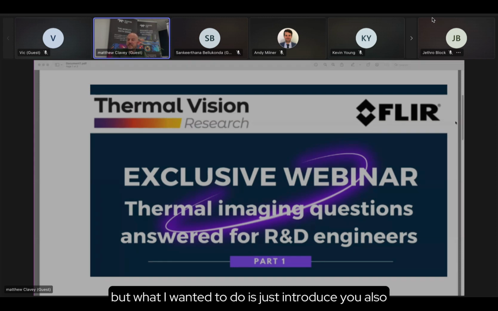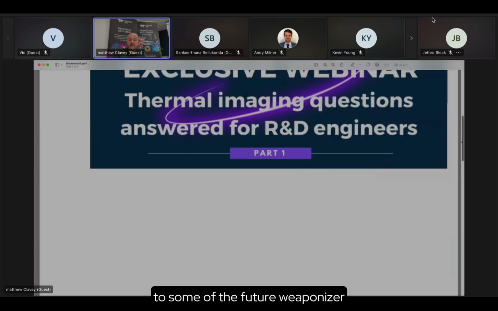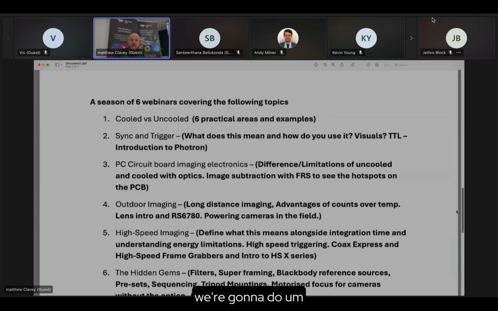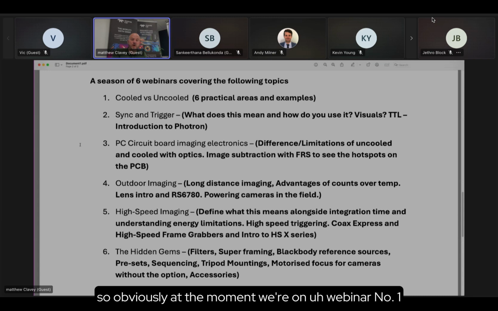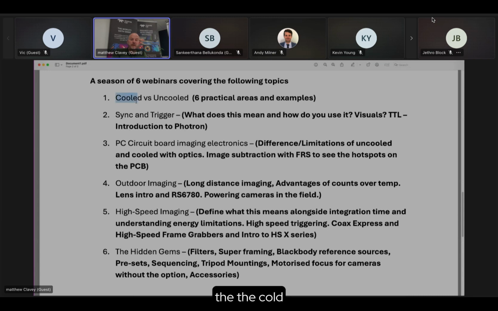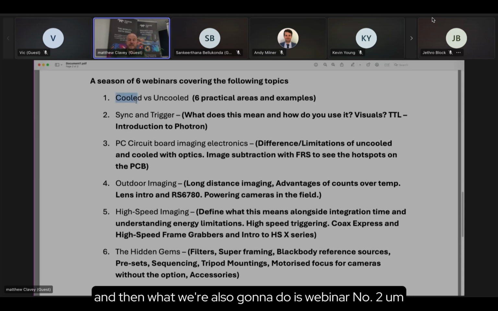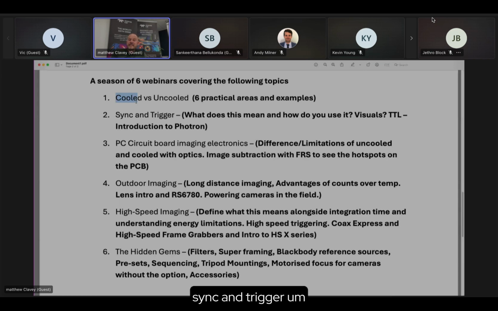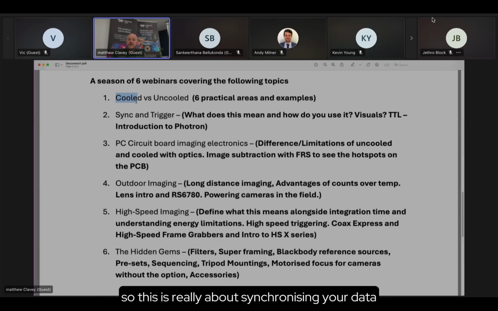But what I wanted to do is just introduce you also to some of the future webinars that we're going to do. So obviously at the moment we're on webinar number 1, the cooled, and then webinar number 2 is sync and trigger. So this is really about synchronizing your data with other pieces of hardware. So for example, it could be a visual camera where each frame of the thermal camera is taken at exactly the same time as the visual camera.